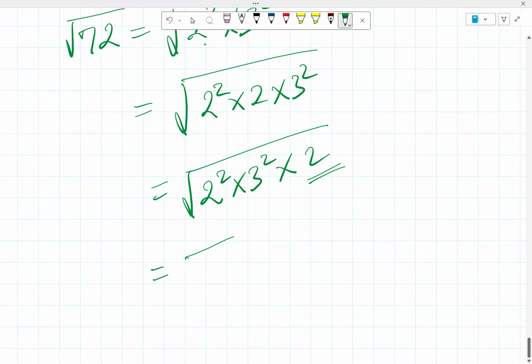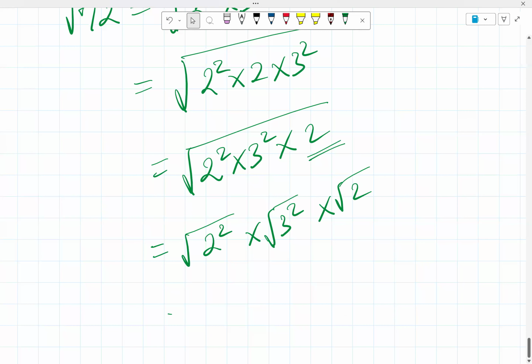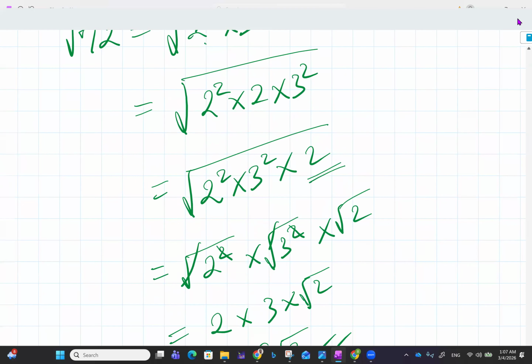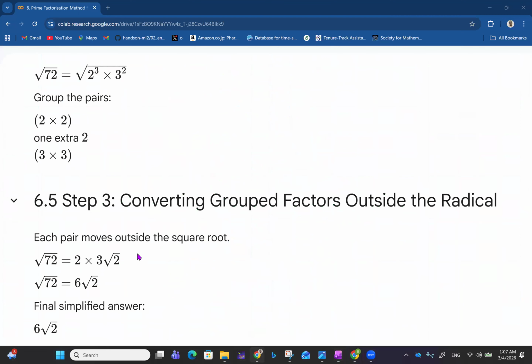So I can even break it down and say square root of 2 raised by 2 times square root of 3 raised by 2 times square root of 2 alone. So square root of 2 raised by 2 is 2 because the power cancels the root. So you have 2 times 3 times root 2, and then 2 times 3 is 6. So you have 6 root 2 as the result right there. That's the same thing we got here.